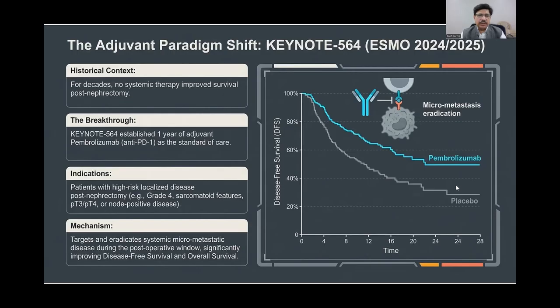Indication: patients with high-risk localized disease post-nephrectomy, grade 4 and sarcomatoid features, and node-positive patients. And finally, it targets and eradicates systemic micrometastatic disease. What does this drug do? It targets the systemic microembolization and micrometastasis during the postoperative window. It significantly improves disease-free survival as well as overall survival. See the chart there, those on pembrolizumab versus placebo. Pembrolizumab patients did very well in that study. Micrometastases are eradicated. What does it do?